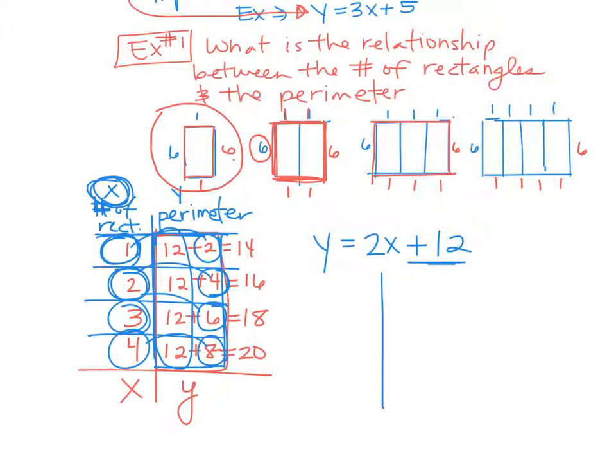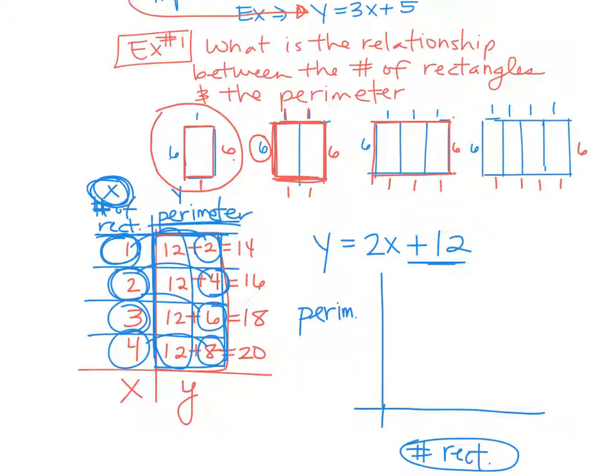So let's say we're going to graph this then. What variable goes down here? What? The x, which is what? The number of rectangles, okay? So the number of rectangles is here. So what's the y-axis? The perimeter, the other side of it, right? That's our perimeter.